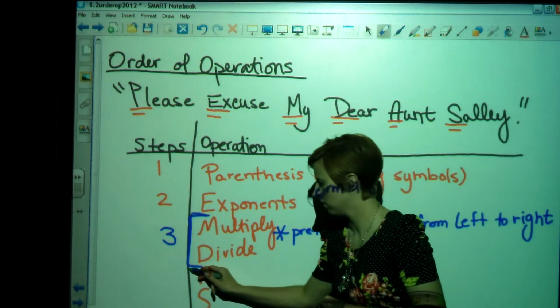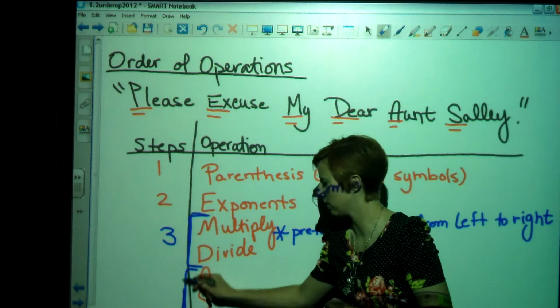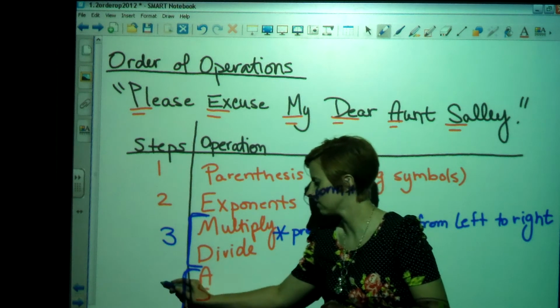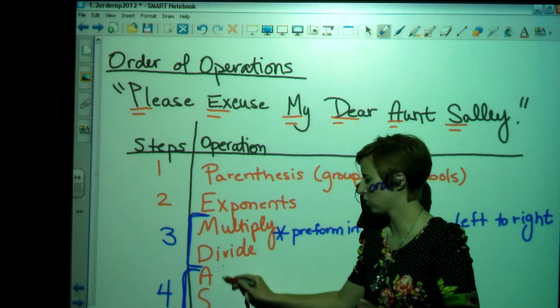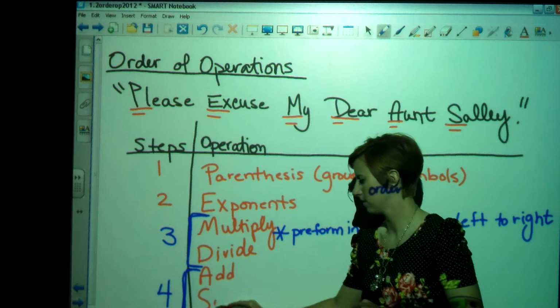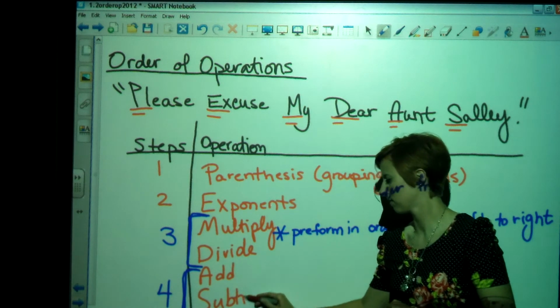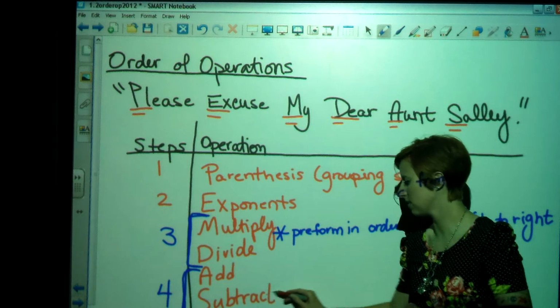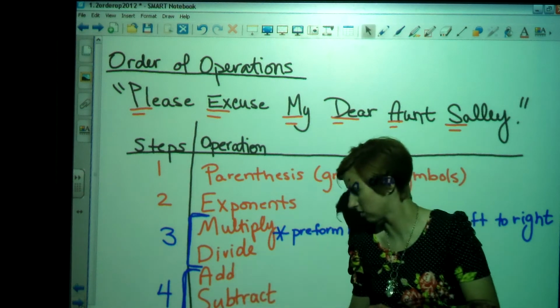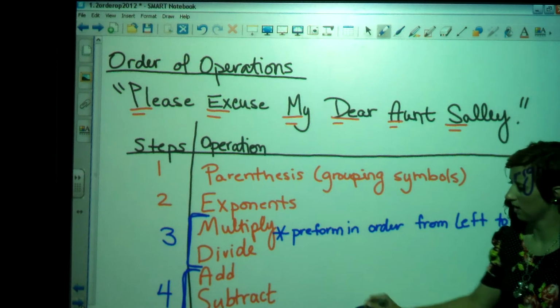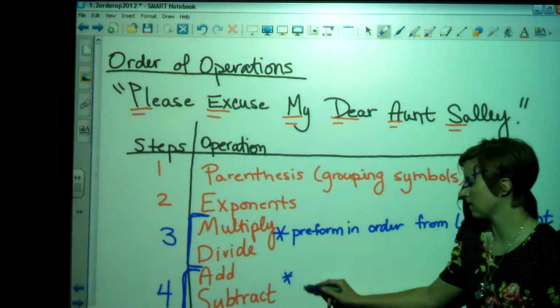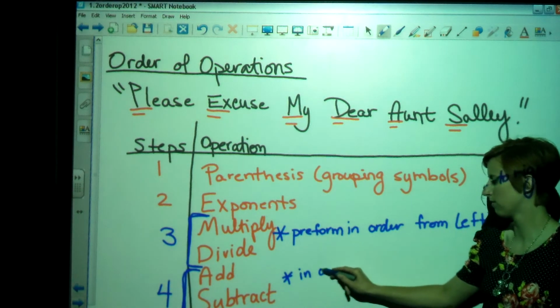The same way, the next 2 do as well. A and S is the 4th step because they are to add and subtract. And once again, they're similar. Addition and subtraction are opposites. So they're all in the 4th step. And once again, we perform these actions in order from left to right.